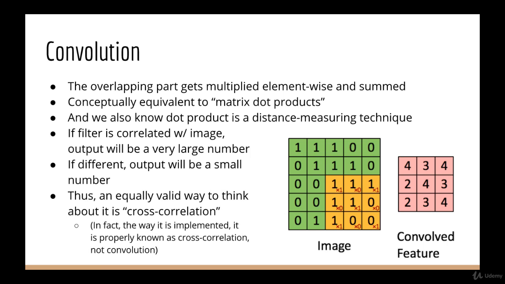So for some people, this is a really helpful analogy because convolution can seem like a weird exotic concept. But really what you're doing is just going over every part of the image and saying, hey, how correlated are you to this filter? That's pretty much it.